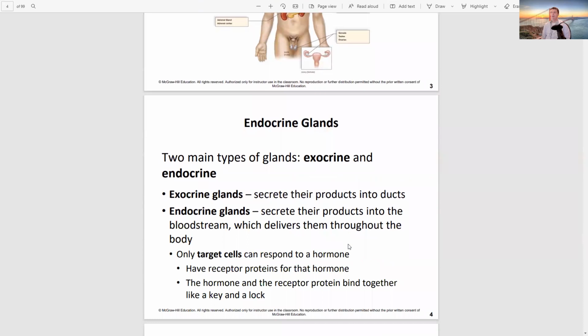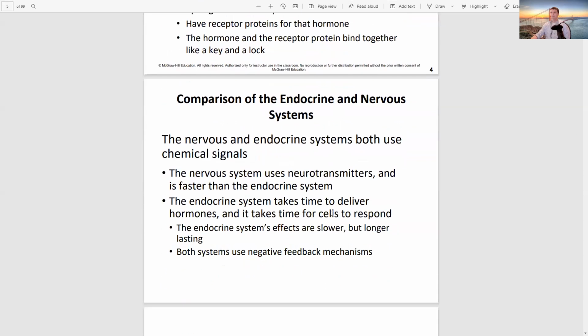So there's two main types of glands. We have exocrine and endocrine. Exocrine glands secrete their products into ducts. Endocrine glands secrete their products into the bloodstream, which delivers them throughout the body. So only target cells can respond to a hormone. They have receptor proteins for that hormone. The hormone and the receptor protein bind together like a key and a lock.